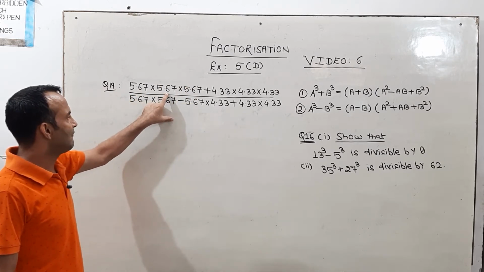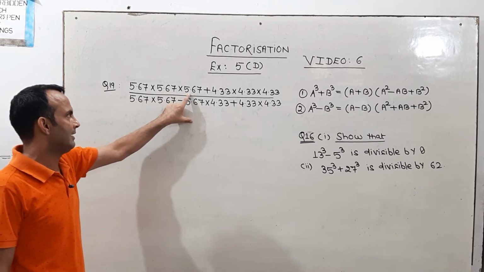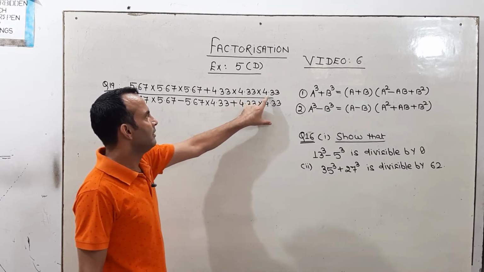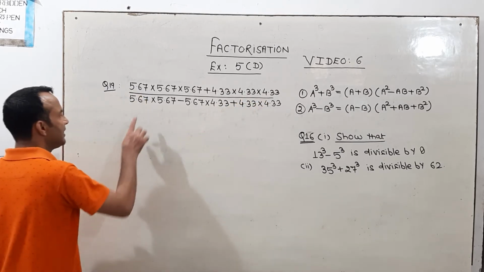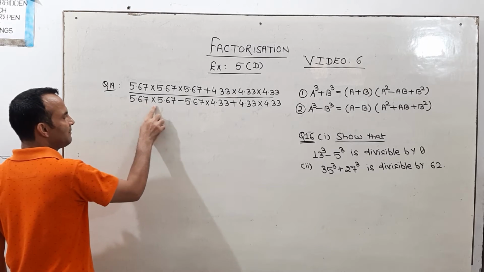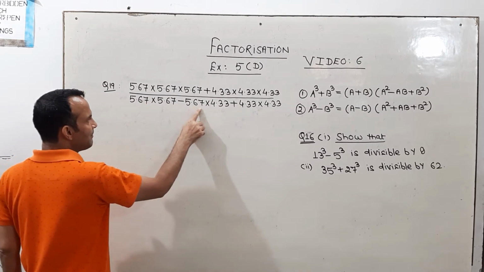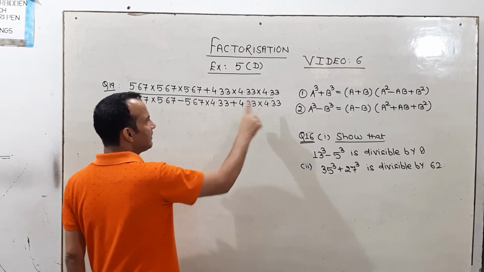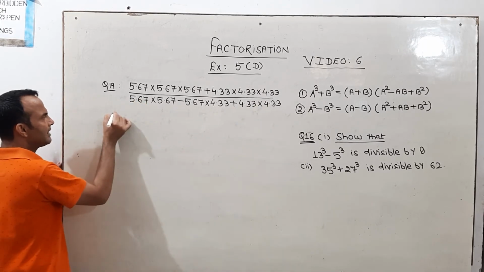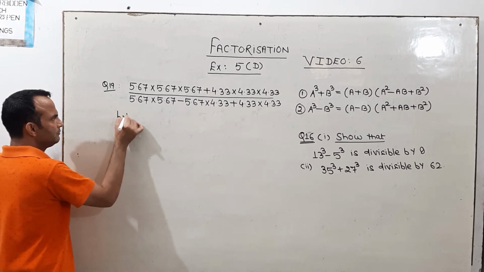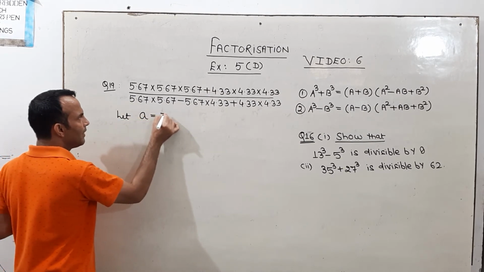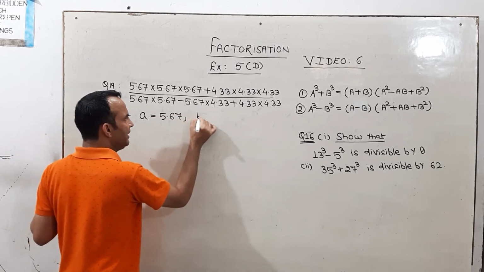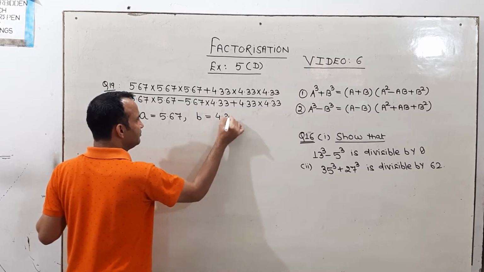5.67 multiplied with 5.67 multiplied with 5.67 plus 4.33 multiplied with 4.33 multiplied with 4.33, and here it is given 5.67 multiplied with 5.67 minus 5.67 multiplied with 4.33 plus 4.33 multiplied with 4.33. So dear students, let a is equal to 5.67 and let b is equal to 4.33.